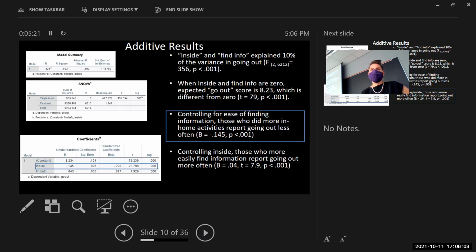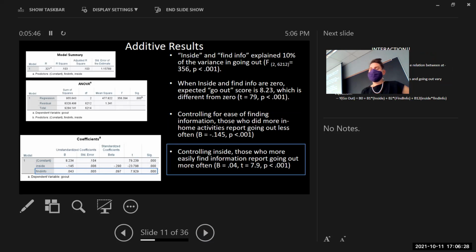Here is the main effect for inside. Because this is a multiple regression, I'm using these keywords of controlling for. You could also say holding it constant. So holding ease of information constant, those who did more in-home activities report going out less. Find information you would interpret the same way, but with the opposite coefficients. So controlling for inside, or for two people who are the same on inside, those who are more easily able to find information report going out more often.